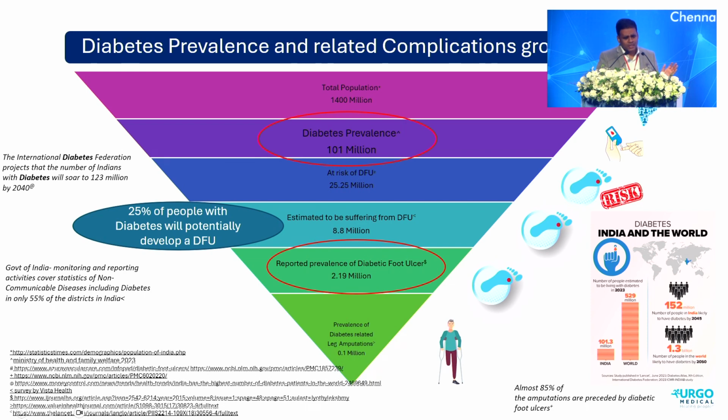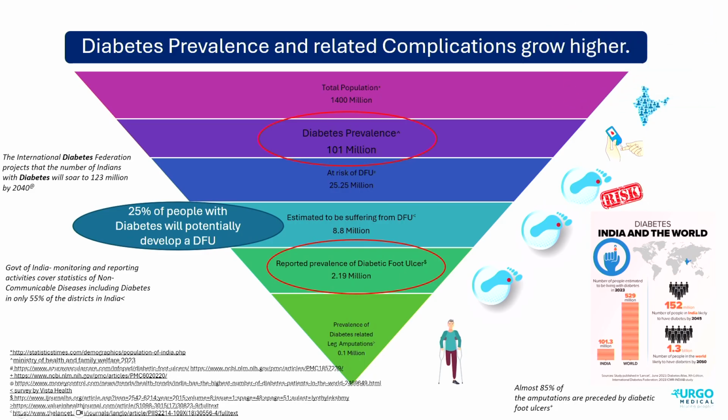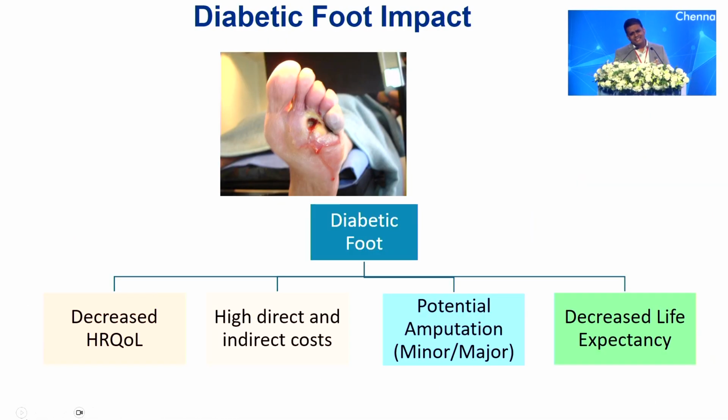This is the prevalence of type 2 diabetes in India. It's more than 101 million. Within this population, those who have the potential risk of developing diabetic foot-related complications, either ulcer or anything else, are nearly 25%. The amputation risk keeps increasing, nearly more than 1%. With this, why is the diabetic foot very important?